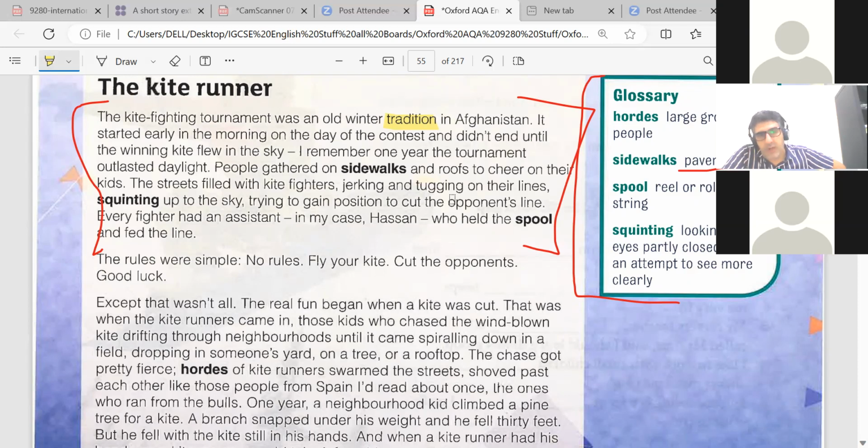Exactly. Why? Because squinting means close your eyes partly to see better. It means it's not easy to see the sky or the kite in the sky. So here, as you see in this one, look, on their lines, squinting up to the sky, trying to gain position to cut the opponent's line. Clear? Excellent Khalid, well done.